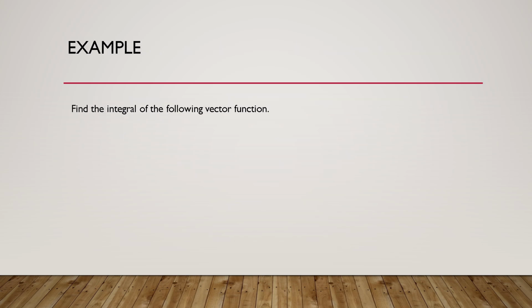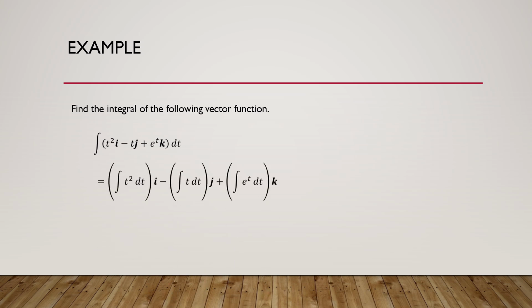For example, find the integral of the following vector function. The integral of t squared i minus t j plus e to the t k dt. This is equal to the integral of t squared dt i minus the integral of t dt j plus the integral of e to the t dt k. This equals t cubed over 3 i minus t squared over 2 j plus e to the t k plus c sub 1 i plus c sub 2 j plus c sub 3 k.